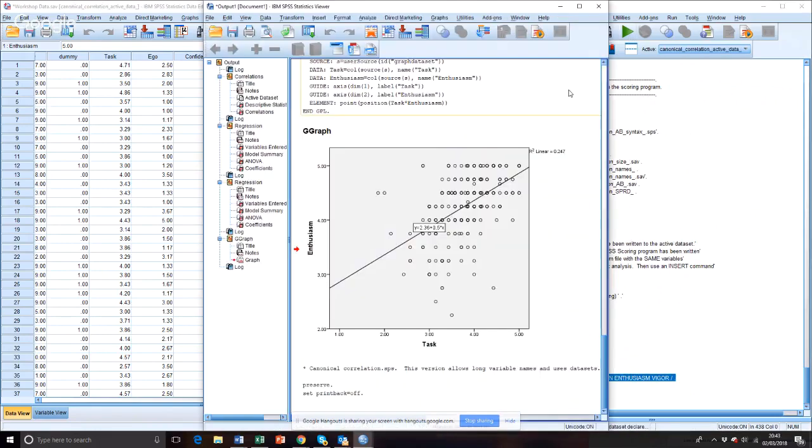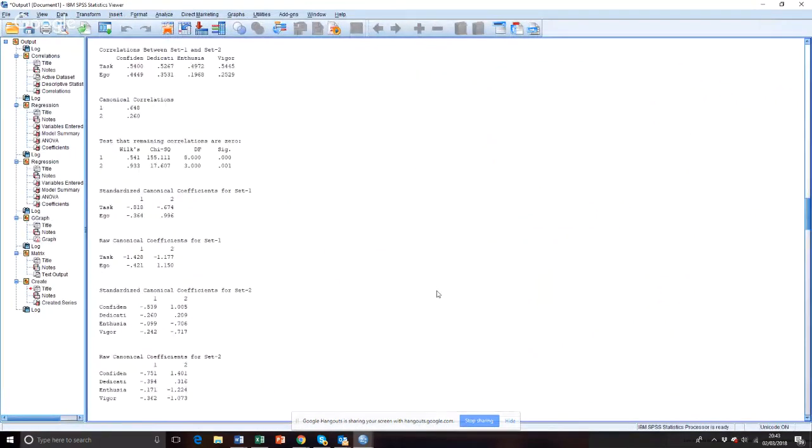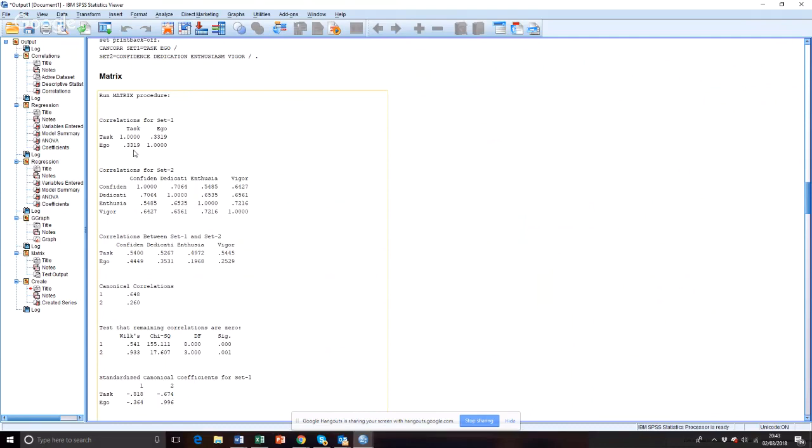When we run the syntax, what you should find is some output that looks like this. Essentially, this is exactly the same analysis as what I ran through at the end of the lecture when we did a canonical correlation. You'll see here that we've got correlations between sets of variables 1 and 2. This is essentially the correlation matrix here. Task and ego, remember, were correlated at around 0.33. This is a correlation between each of the elements of engagement. And these are the correlations between the variables.